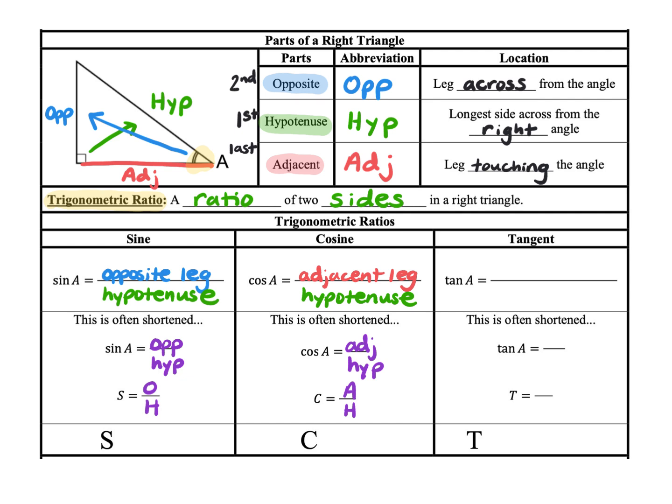And then finally, the last ratio that we have is the tangent ratio. And the tangent ratio is the ratio of the opposite leg divided by the adjacent leg. We can shorten that as opposite over adjacent, or just O over A.